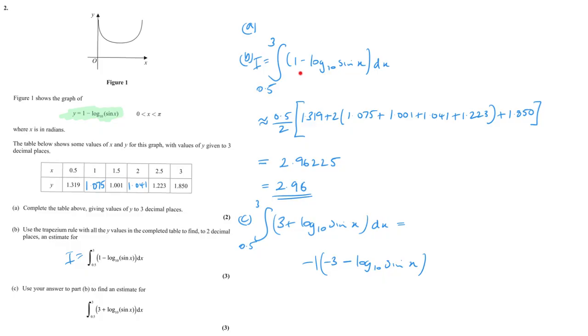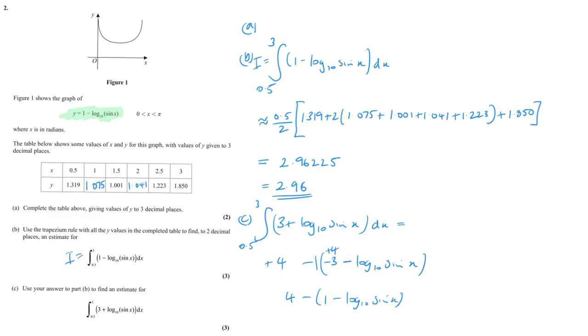Now we're almost at this stage. We want 1. So how can we have 1 here? Well, we've got to add 4. But this is really what we're doing, is taking away 4. So we have to add 4 in here. And that gives us 4 minus 1 minus log 10 sine x.